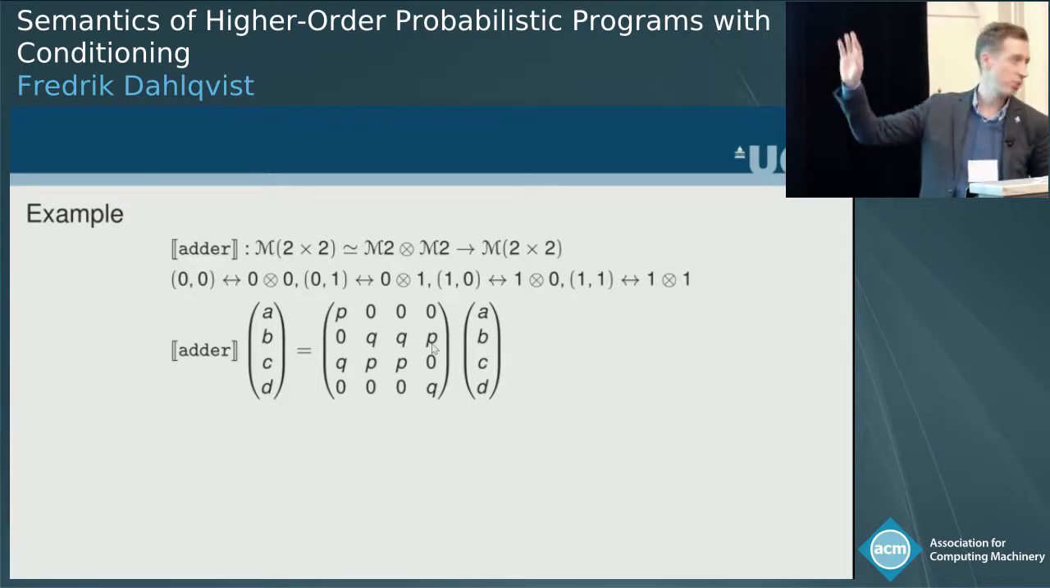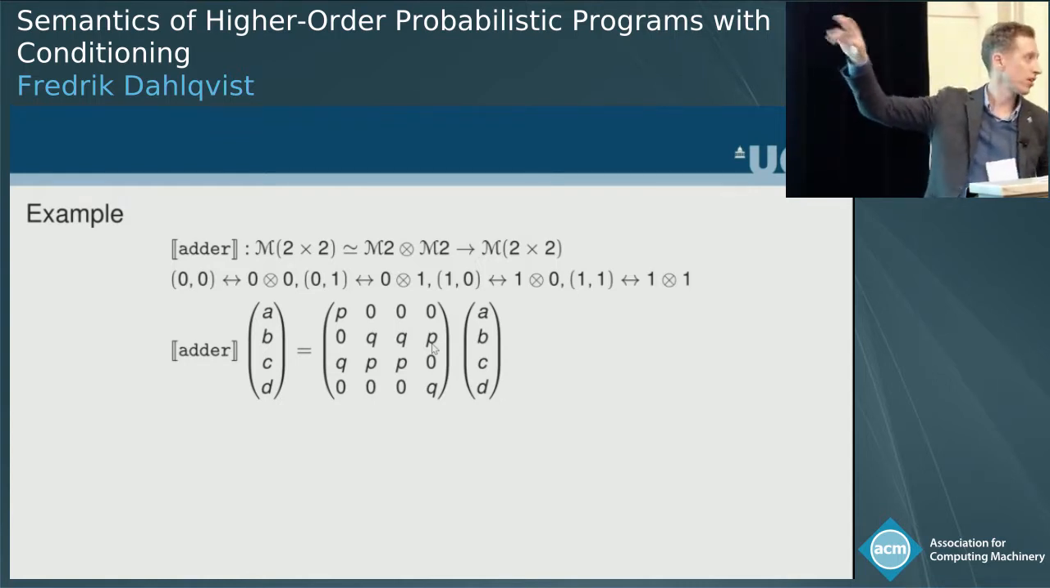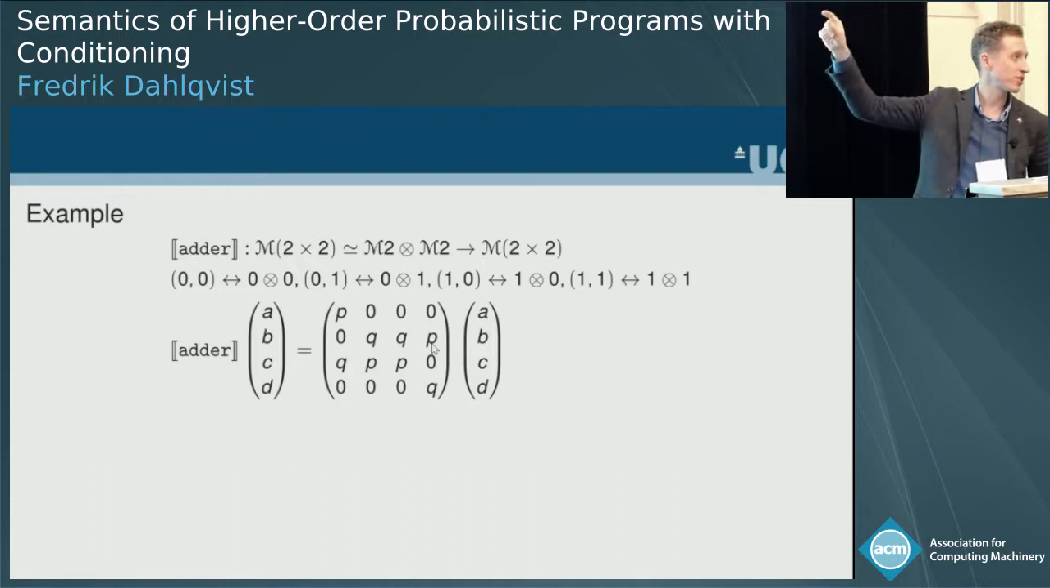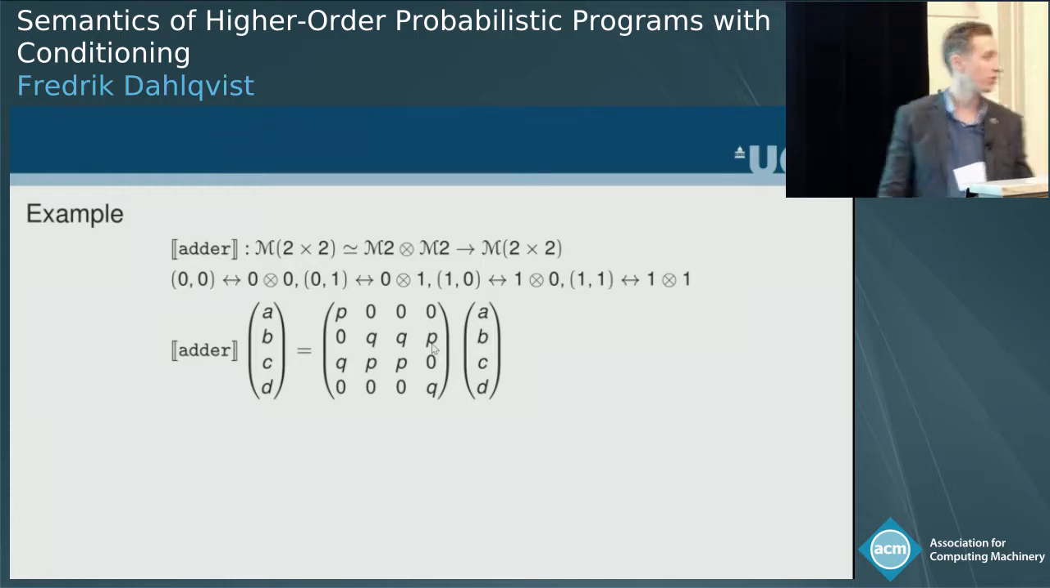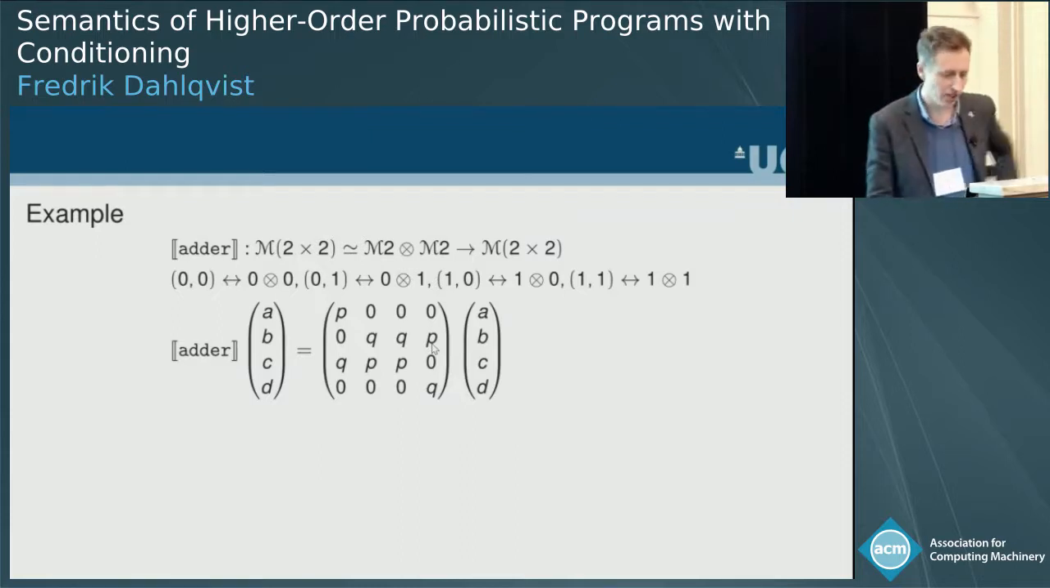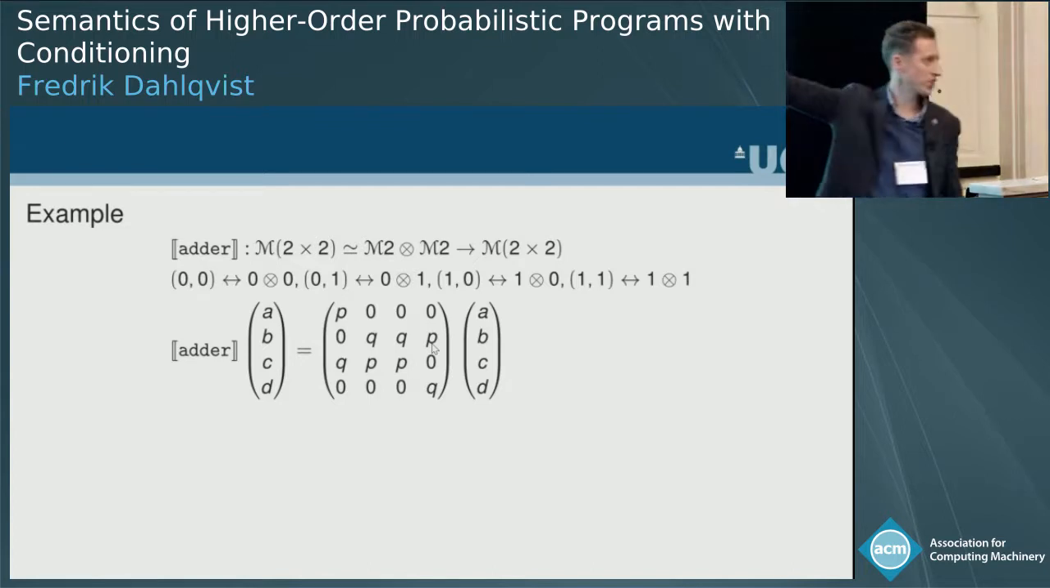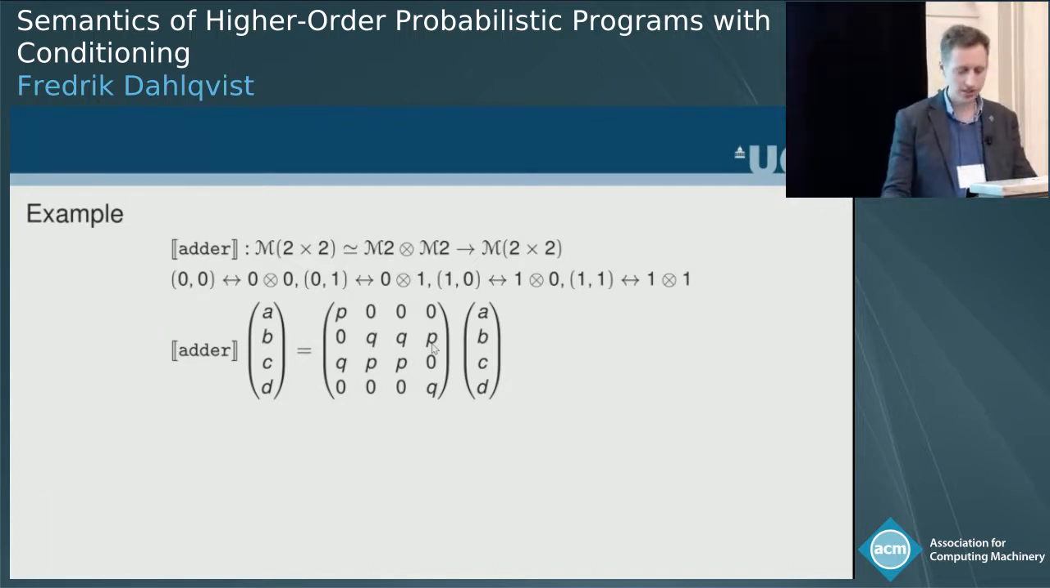We have the very nice property that joint distributions on 2 cross 2 are isomorphic to the tensor product of the measures on 2 times the measures on 2. So R to the 4 is isomorphic to R to the 2 tensor R to the 2. Okay, and so we have this very simple translation. And then in this setup, the adder is just the stochastic matrix I showed you earlier.